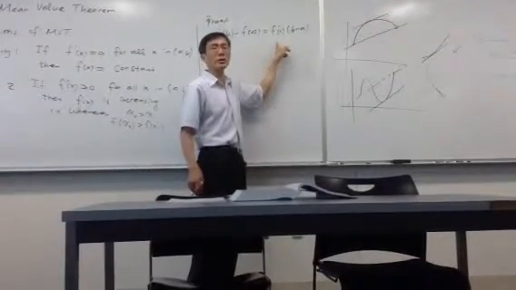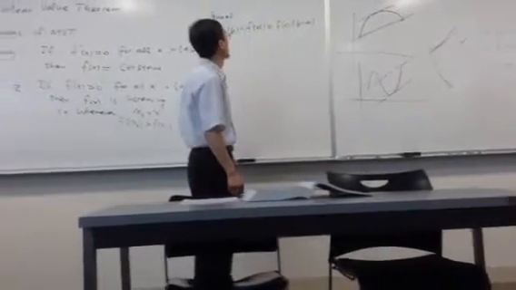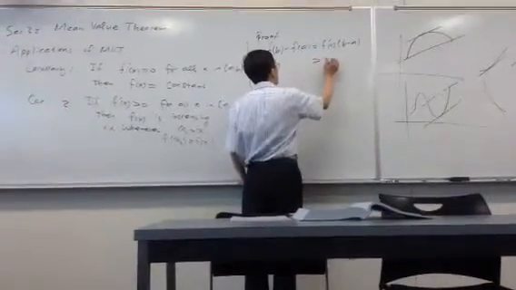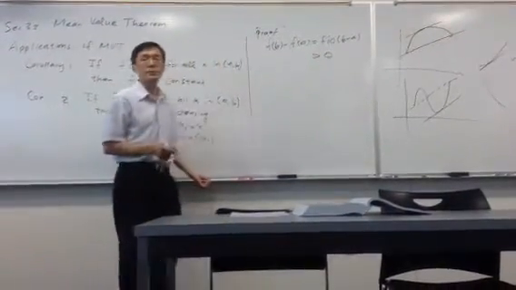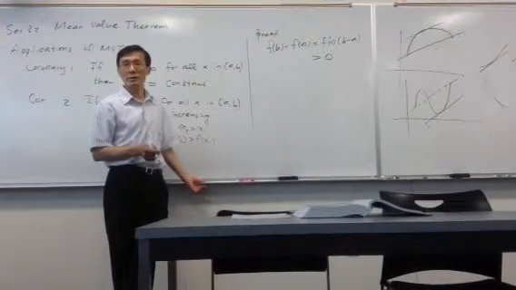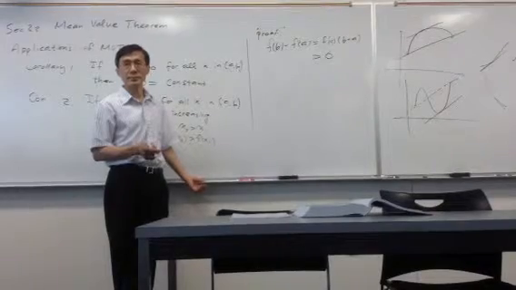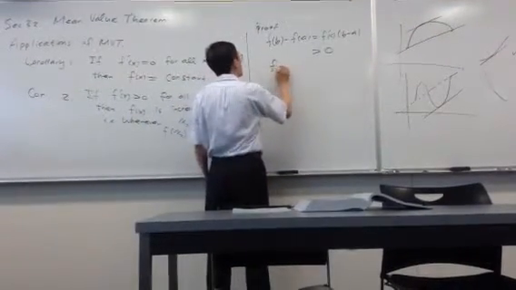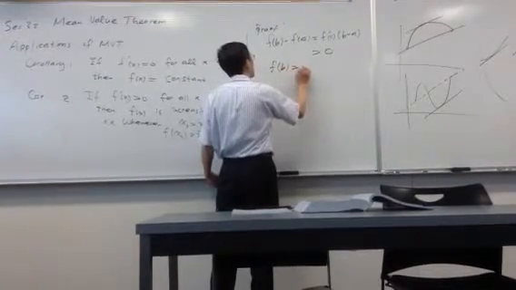Two positive numbers multiplying together, and that has to be positive. So don't you agree that this is bigger than 0? F(b) minus f(a) is bigger than 0 because it's positive. And that automatically implies what? f(b) is bigger than f(a).